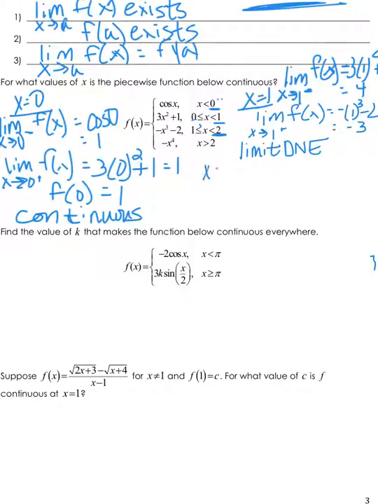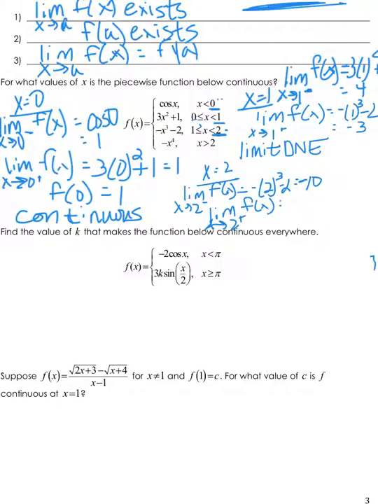Okay, x equals 2. Same thing. Limit as I approach 2 from the left. So that's the third piece of the function, negative x cubed minus 2. So negative 2 cubed minus 2. And that's going to give me negative 10. Then I'm going to check the limit as x approaches 2 from the right.